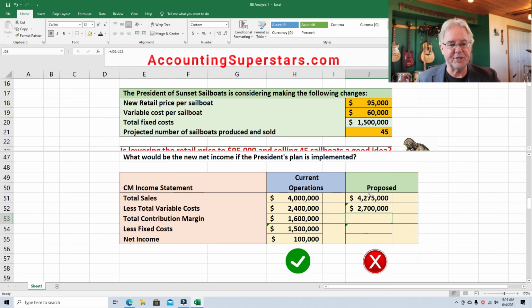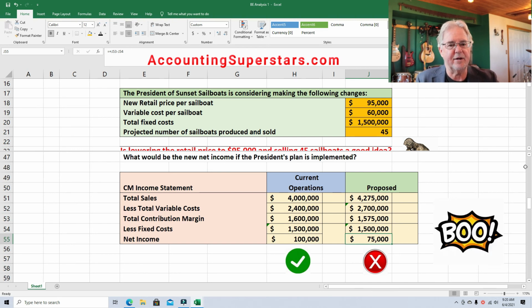And the contribution margin is simply a subtraction. There we go. And fixed costs are 1.5 million. Fixed costs are not changing. And the net income, well, if we do a little subtraction here, 1.575 million minus 1.5 million, we get 75,000. So look at this here, folks. The net income under the current operations is greater than what the president is thinking. So this is not looking good here, folks. Not looking good at all.